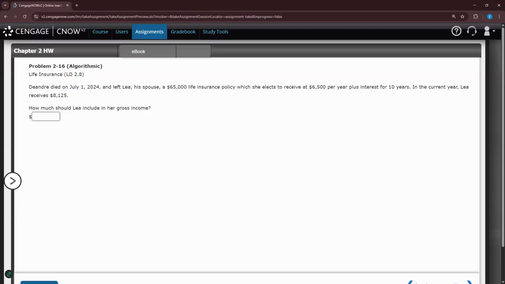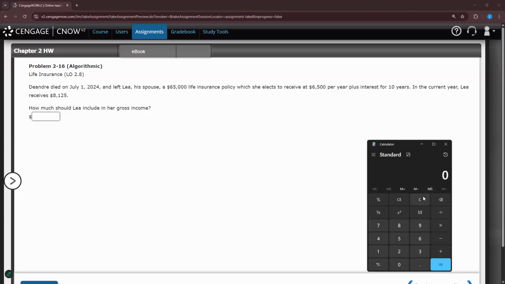So therefore, now she's going to need to report income. All right, and how much income? In such case, she receives $8,125, and she elected to receive $6,500. So she received an additional $1,625. Uncle Sam says, wait, hold up. That's an extra $1,625. It needs to be reported as income.